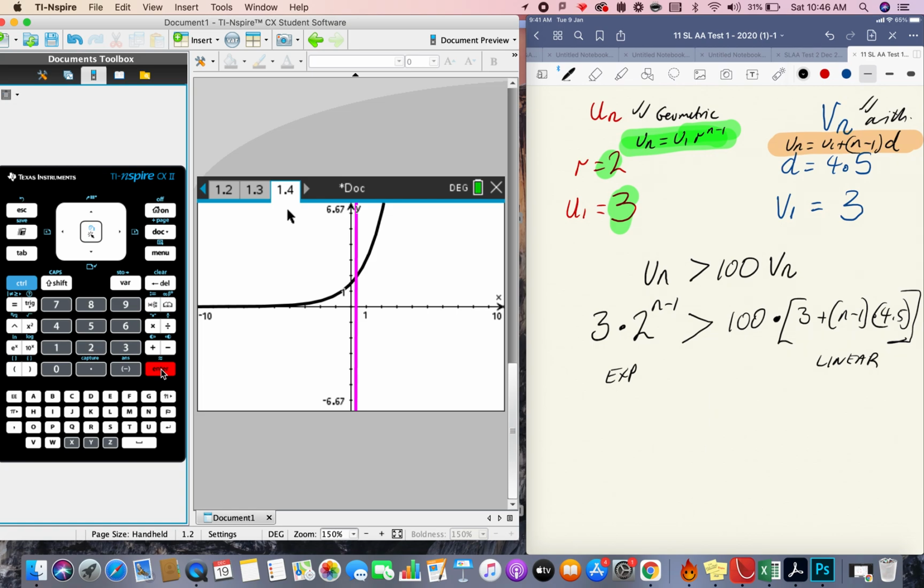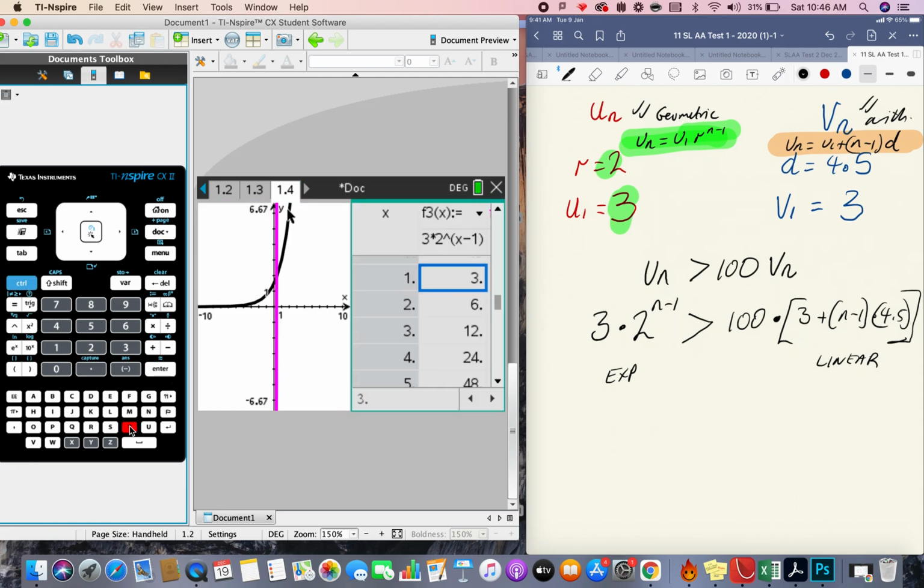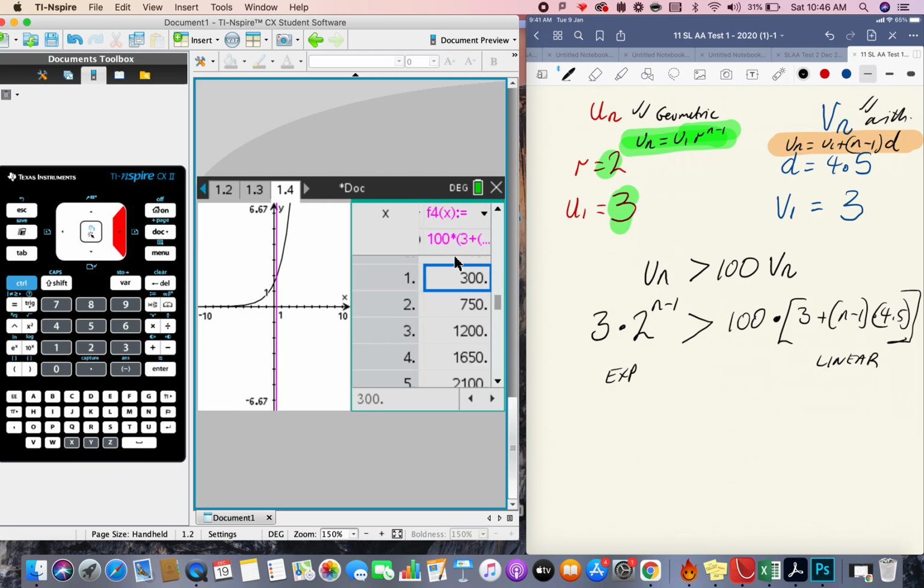Fantastic. Alright, so we want to know, the exponential is the line in black, and can you see it's below the pink line for what we can see on the view here. But if we do Control T, we're interested in the table of values, right? And we are comparing F3 with F4, okay? Now you can actually make the column widths a little bit bigger.